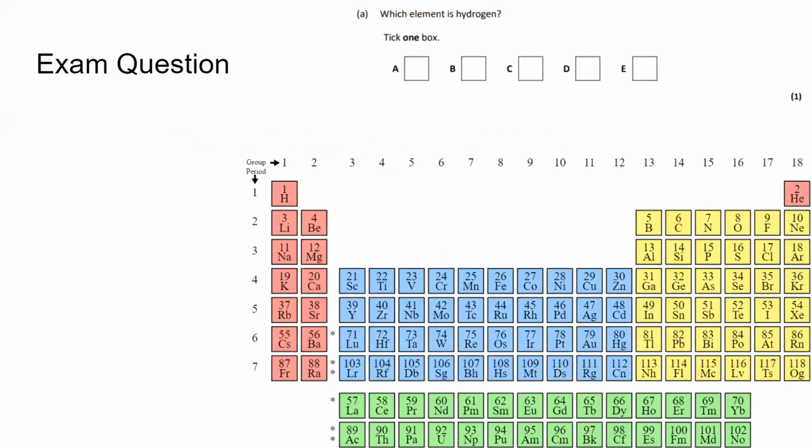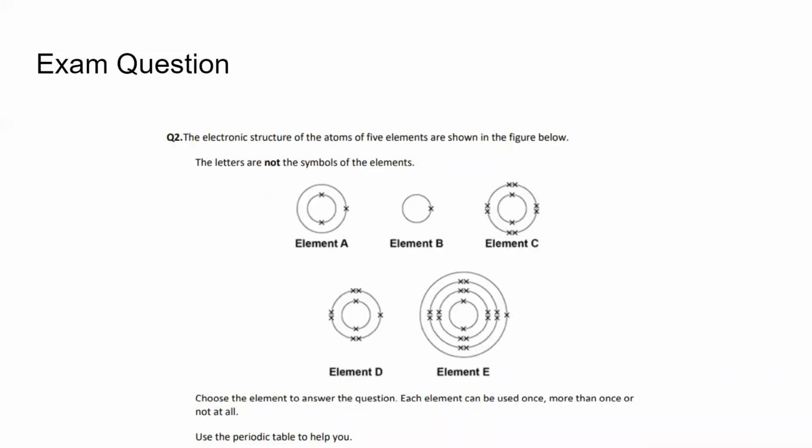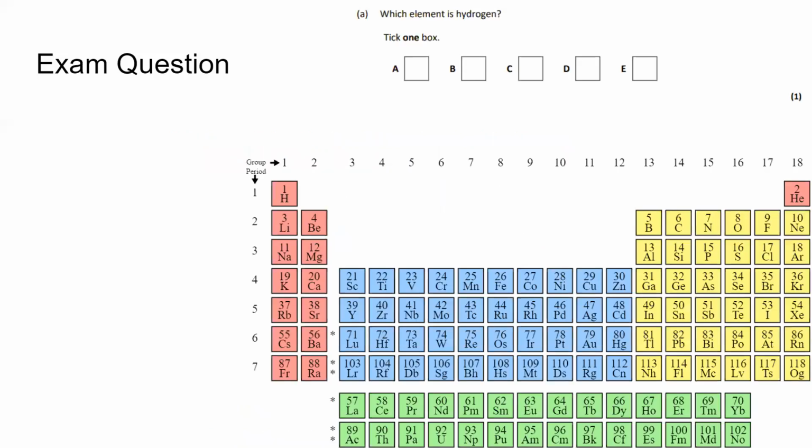First question, which element is hydrogen? So from the periodic table, we can see that the atomic number of hydrogen is 1. So this will mean there's 1 proton in the hydrogen nucleus. As it is an atom, it will have neutral charge, so it will also have 1 electron. Let's see what element has 1 electron. This is element B. So the answer for question A is B.